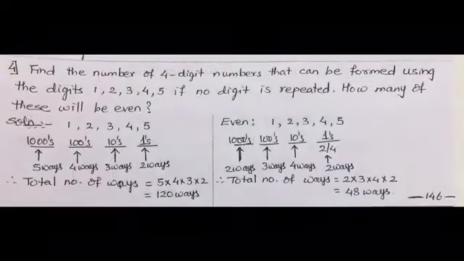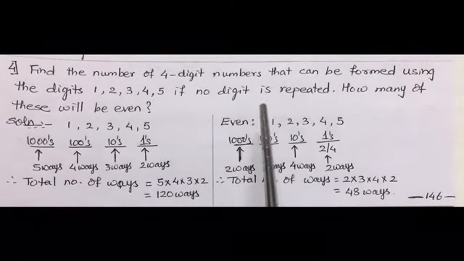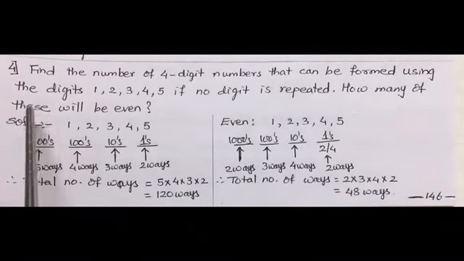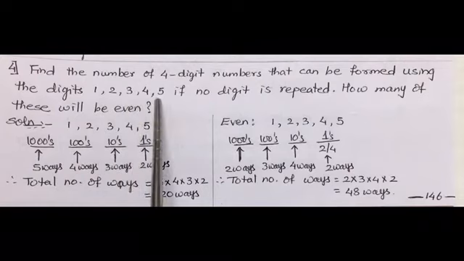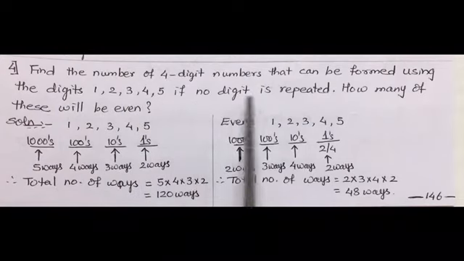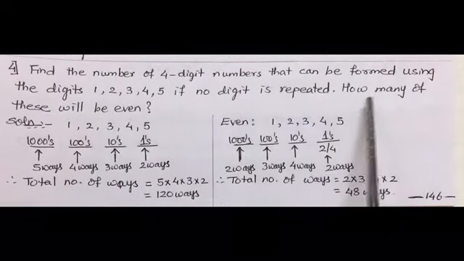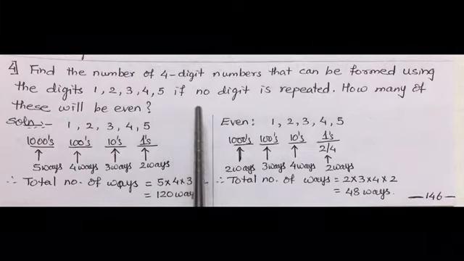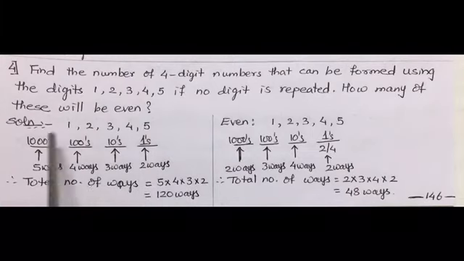Question number 4 is, find the number of 4-digit numbers that can be formed using the digits 1, 2, 3, 4, 5. If no digit is repeated, how many of these will be even? Now there are 2 cases given here. The first one is to make a 4-digit number, and in the second case, making even numbers.